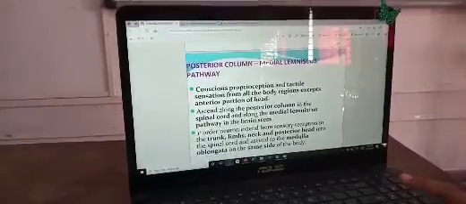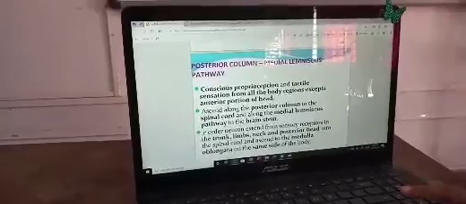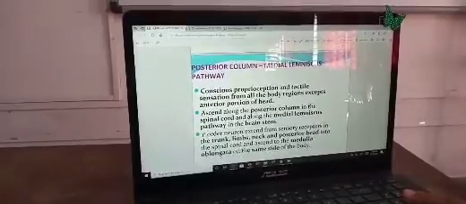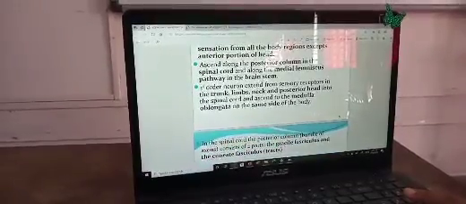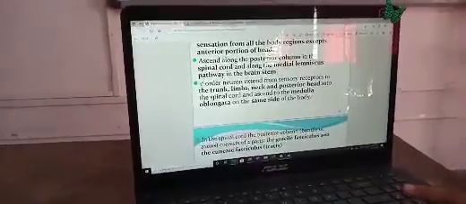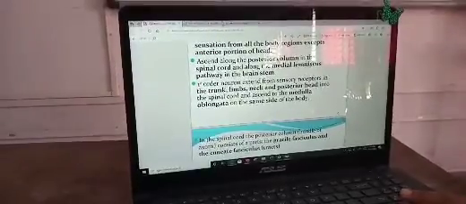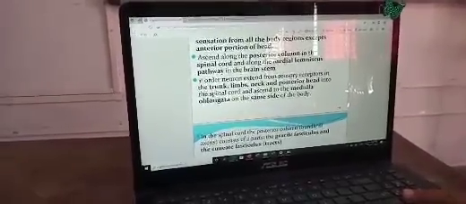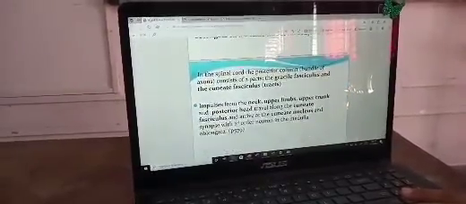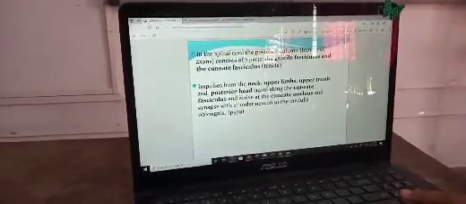The posterior column is usually associated with conscious proprioception and tactile sensation from all the body regions except the anterior portion of the head. It ascends along the posterior column of the spinal cord and along the medial lemniscus pathway in the brain. The first order neuron extends from the sensory receptors in the trunk, limbs, neck and posterior head into the spinal cord and ascends to the medulla oblongata of the same side of the body. In the spinal cord, the posterior column consists of two parts.